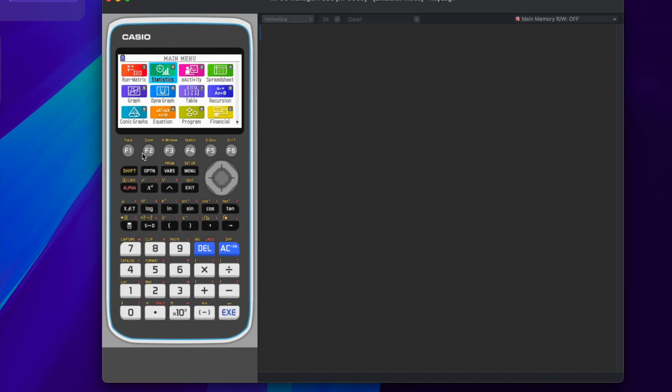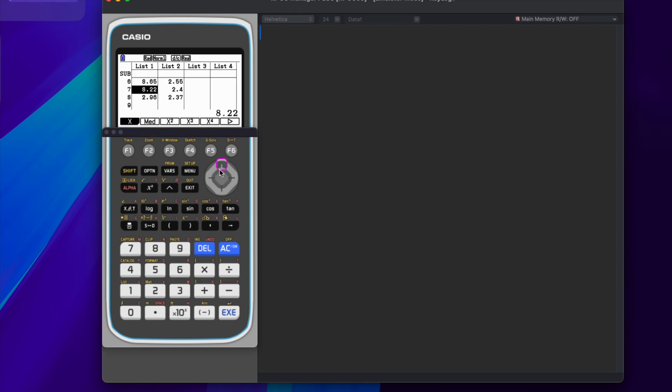So if we go into menu, into statistics, you can press exit to get out of this. You can use this to get to the top of your data, delete all the previous data that you had inputted, and then let's put in the values. So it's 12, 13, 15, 17, 18, 19, 21, 22, 23, and 25. That's list 1 for our X values.